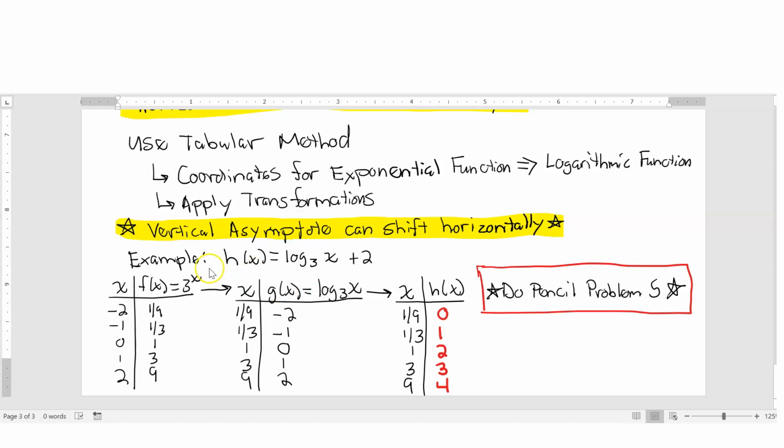So just as a quick example with this tabular method, if you had this function h of x is log to the base 3 of x plus 2, we have a vertical shift up 2 units. But I'm going to use its related function, the exponential function f of x is 3 to the x, to come up with the initial table coordinates, and then switch the x and y values to come up with the table of coordinates for the log to base 3 of x function. Then, once I have this table of coordinates, I can add 2 to the y coordinates to come up with the final coordinates that I could plot. Now, do pencil problem 5.